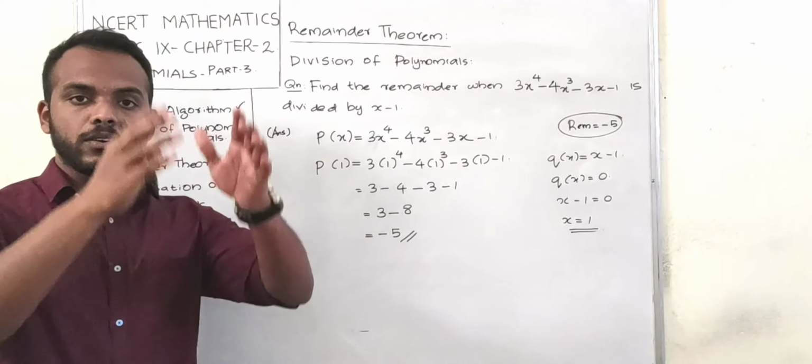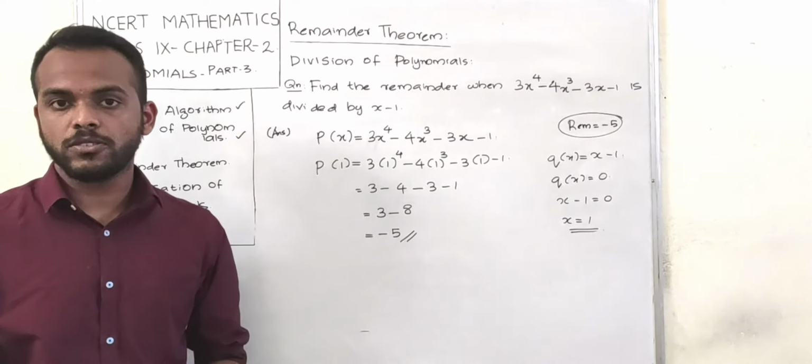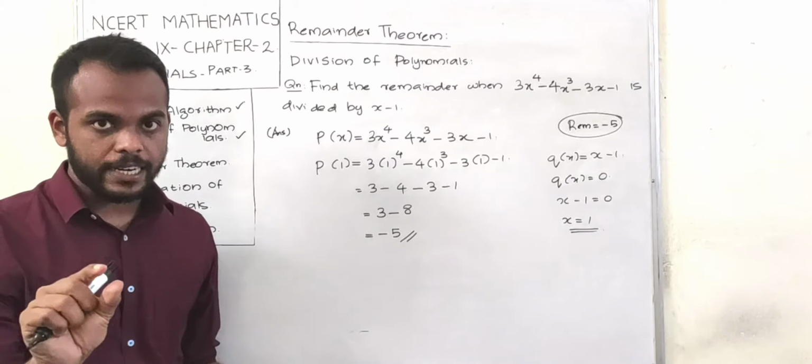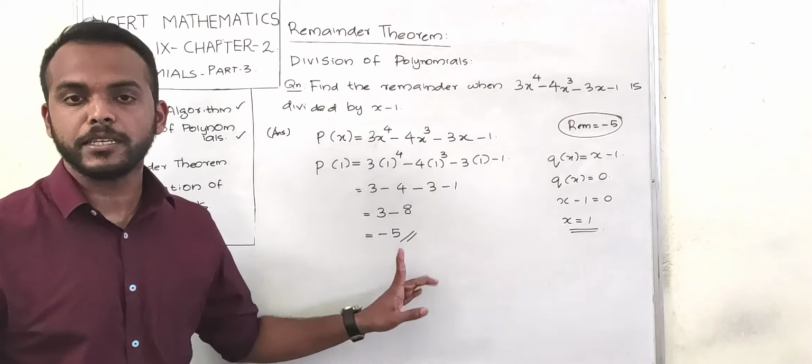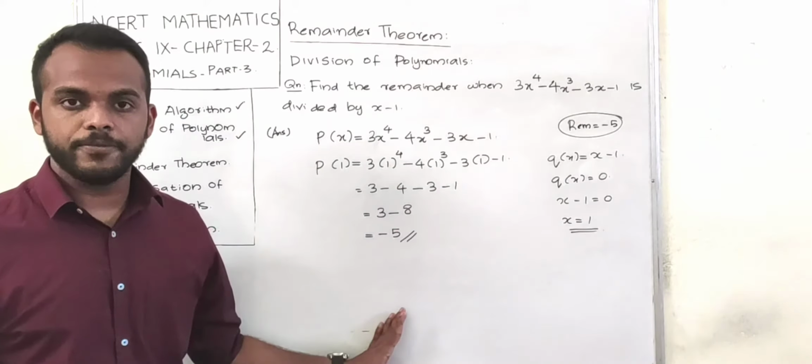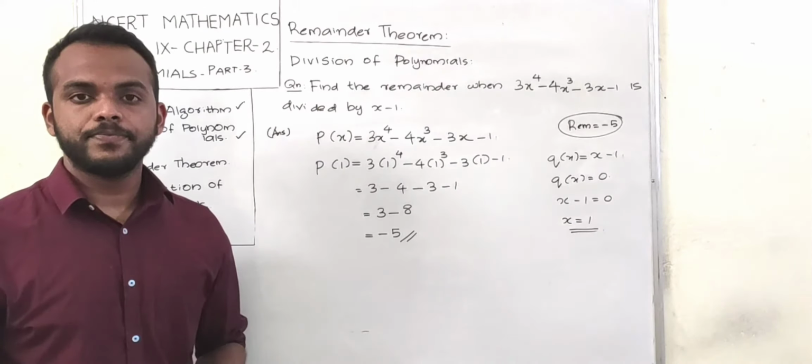So instead of writing the whole step like the division process, it's better to follow this method, provided you are only asked to find the remainder. Only if you are asked to find the remainder, you can follow this method. I hope you understood this one.